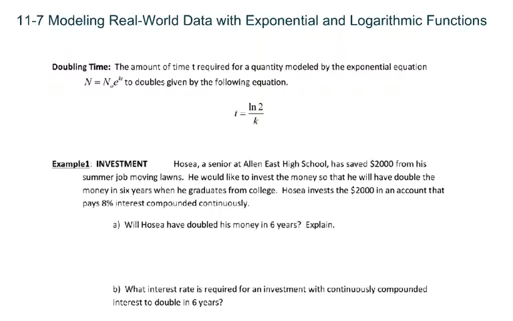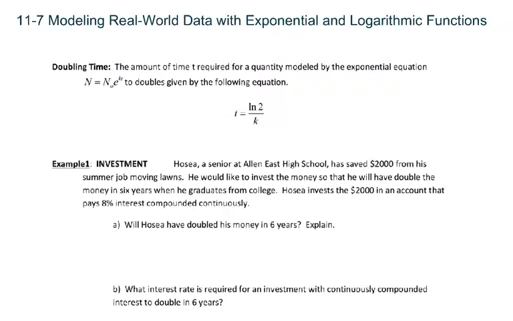Doubling time is the amount of time t required for a quantity modeled by the exponential equation N equals N naught e to the kt to double, given by the following equation. T is equal to the natural log of 2 divided by k.